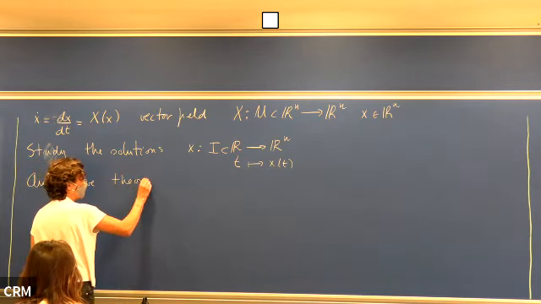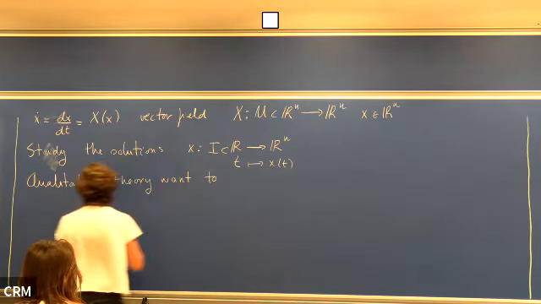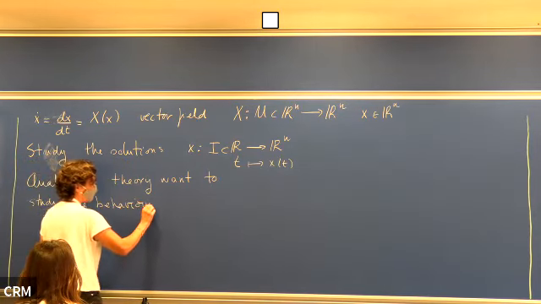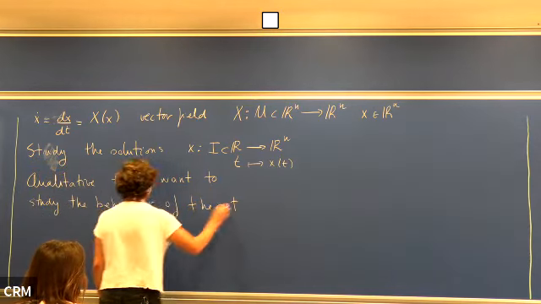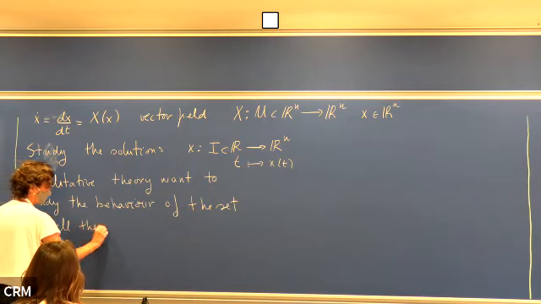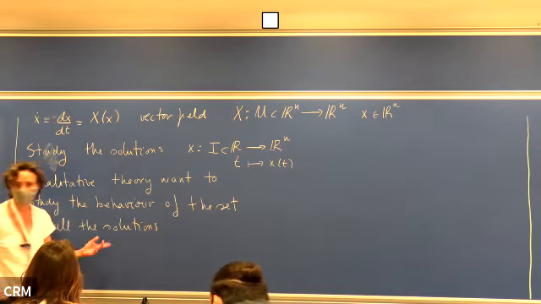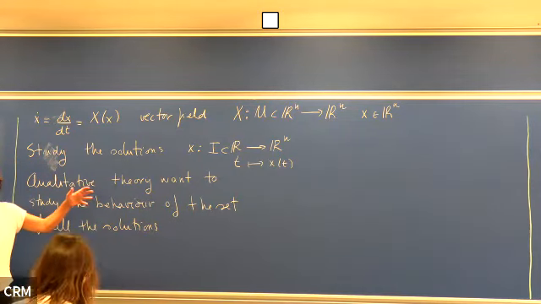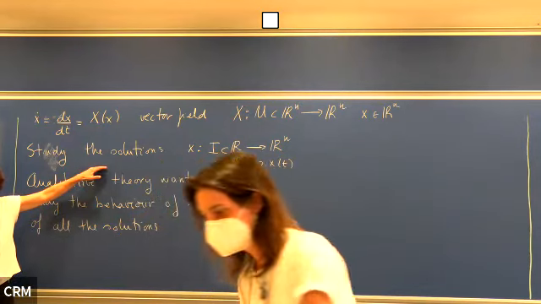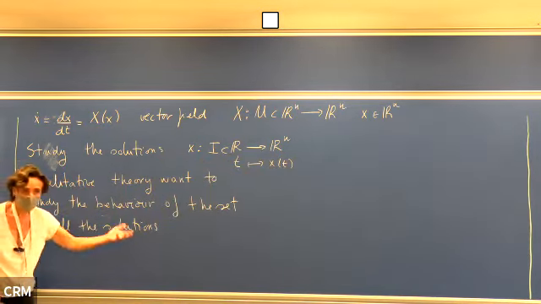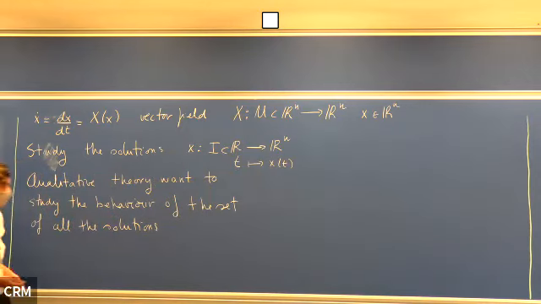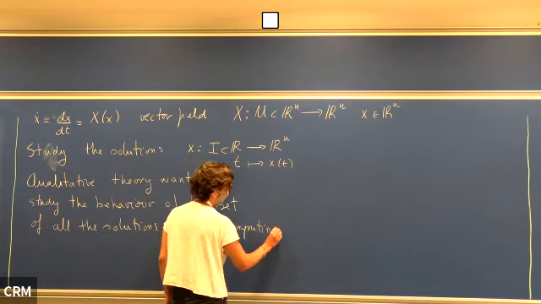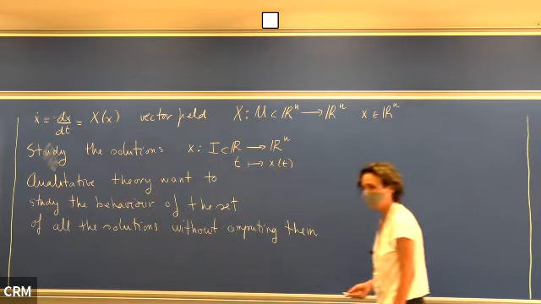So what the qualitative theory wants to study is the behavior of the set of all the solutions. Not only one, two, all the solutions. And as you already know, the solutions cannot be explicitly computed. So without computing the solutions, we want to study how the behavior is, okay? Without computing.